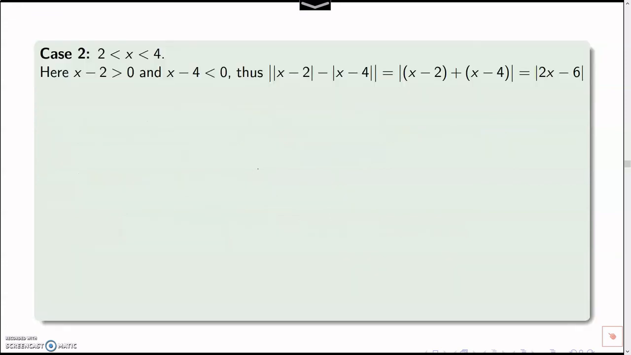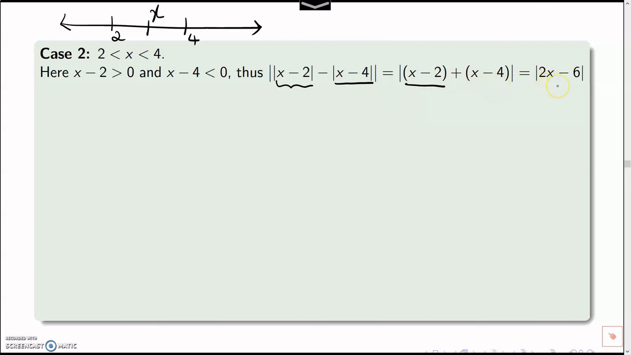One case is done. Case 2: supposing x lies strictly between 2 and 4. If you put it on the number line, 2 is here and 4 is here, and I have the number x here. So x minus 2 would be strictly positive and x minus 4 would be negative here. How will this equation look? Mod x minus 2 is positive, so its modulus will remain as it is, whereas x minus 4 is negative, so its modulus will be negative of itself. So that will become plus x minus 4.